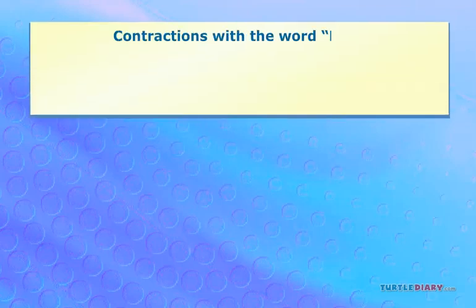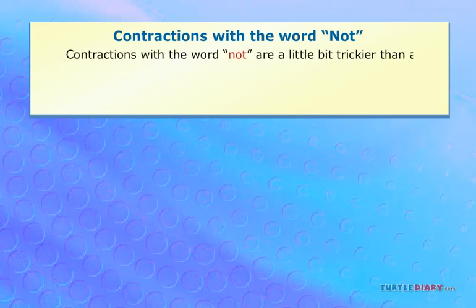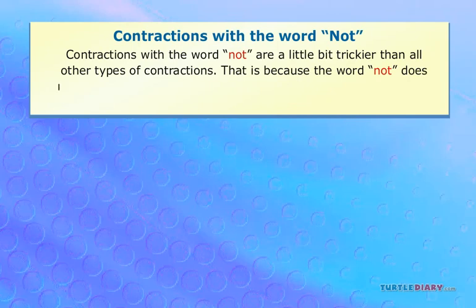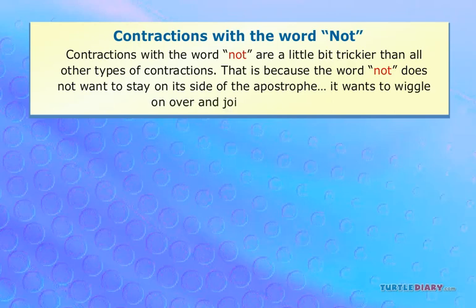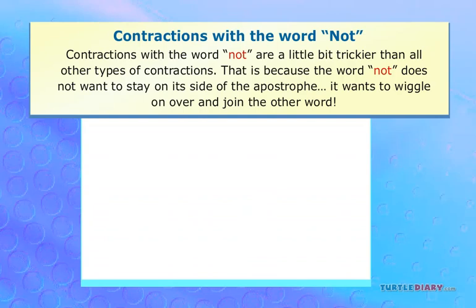Contractions with the word not. Contractions with the word not are a little bit trickier than all other types of contractions. That's because the word not does not want to stay on its side of the apostrophe. It wants to wiggle on over and join the other word. Let us start with an example.